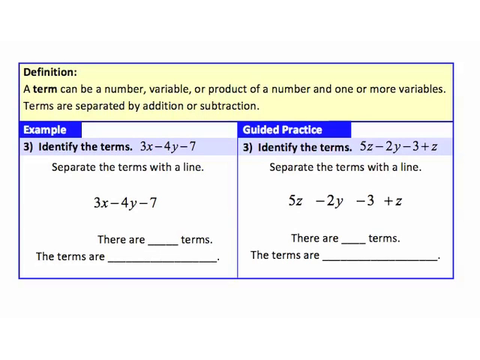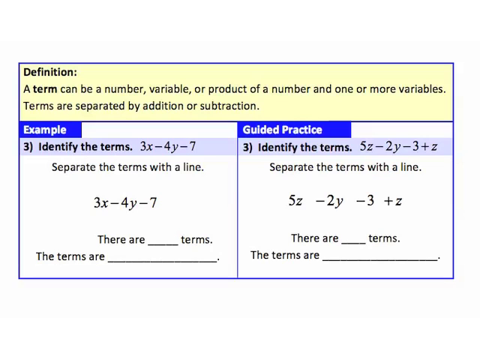Take a look at a definition. A term can be a number, a variable, or a product of a number and one or more variables. Terms are also separated by addition and subtraction. Now let's take a look at an example that will help you understand how to identify the terms in an expression. So example 3, we're asked to identify the terms.